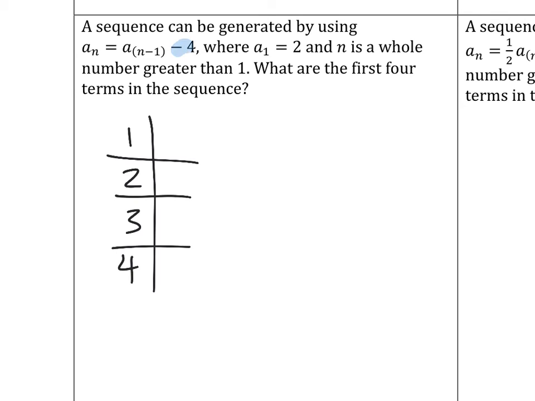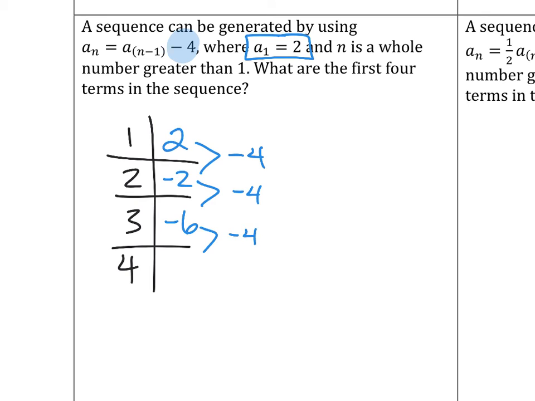every number? Subtract 4. So my number should be getting smaller. And what am I starting with? 2. Okay, so 2 goes here. And then to find the next one, I'm going to subtract 4. What is 2 minus 4? And then I'm going to do it again to find the next number, and again to find the next number.